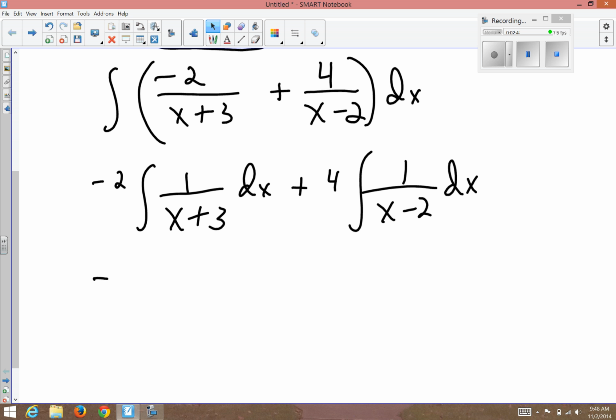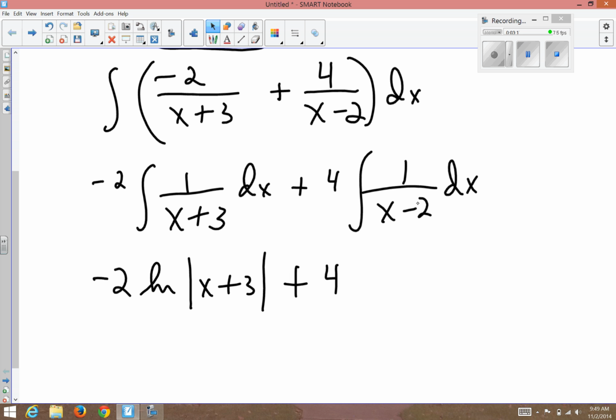And this becomes negative 2. The integral of 1 over x plus 3 dx is the natural log of the absolute value of x plus 3. In my head, I said let u equal x plus 3. Then du is 1 dx. So in my head, I see this as the integral of 1 over u du. The integral of 1 over u du is the natural log of the absolute value of u.